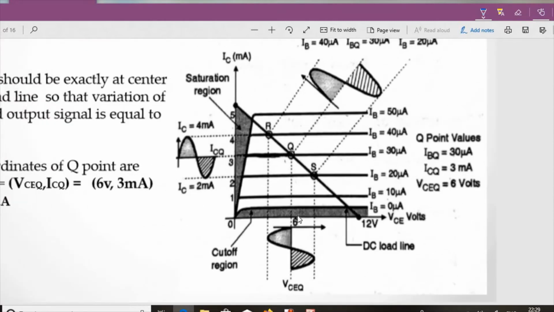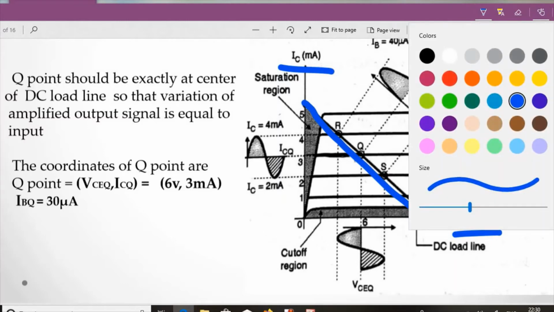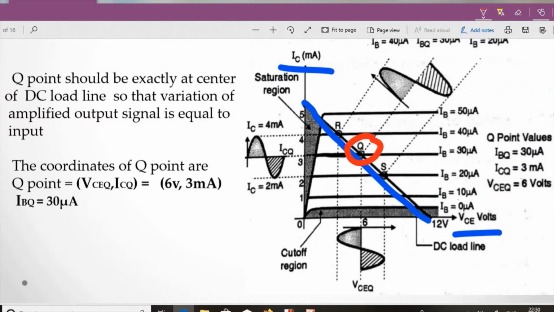So let's understand first. Now this is the graph. In this graph, first we have this load line, and you have VCE versus IC. Now this Q coordinate we are talking about is nothing but the Q point. Again, this is a DC value, so with respect to that, we will have one DC value that is shown out here.